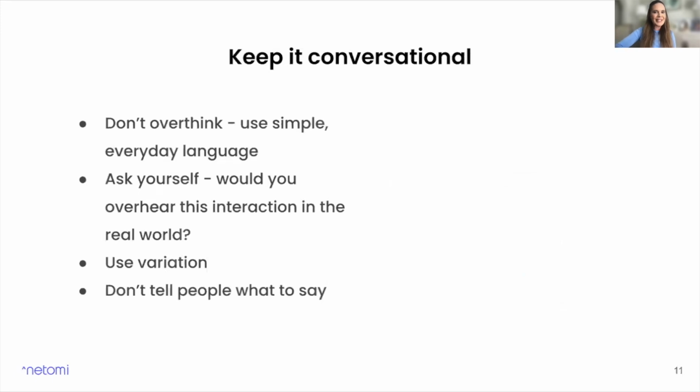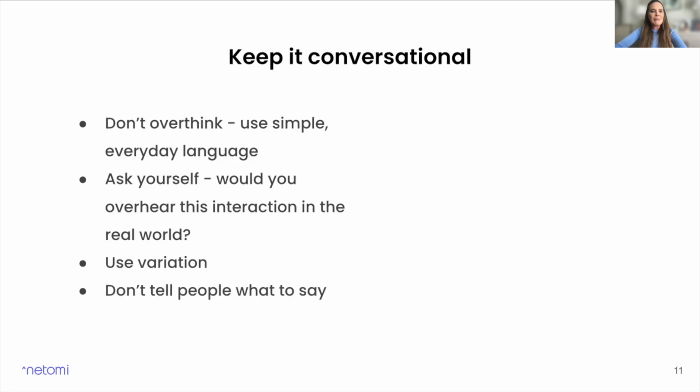Which brings up the next point. We want to think, when we're looking at all of our interaction flows, is this something you would overhear at a coffee shop or at a restaurant, or how two friends would interact with each other? We don't want to sound robotic. We want to sound really conversational.